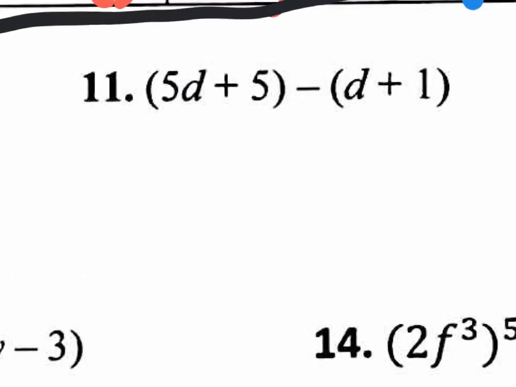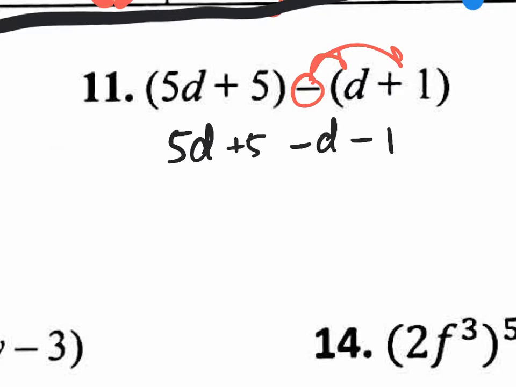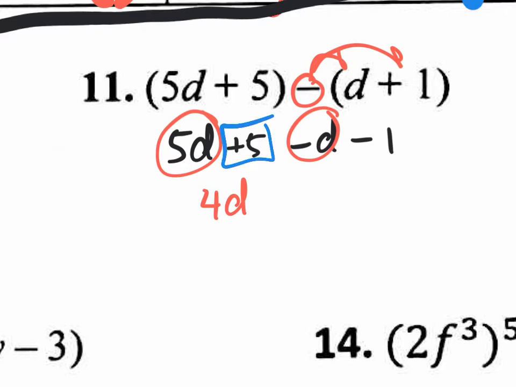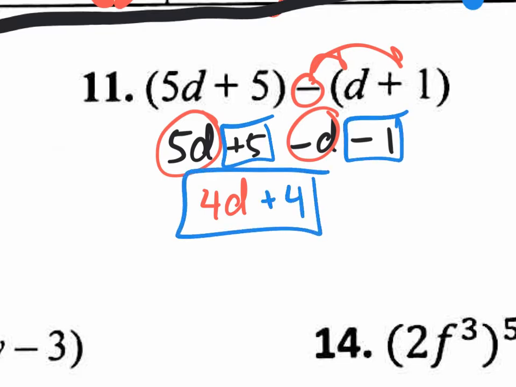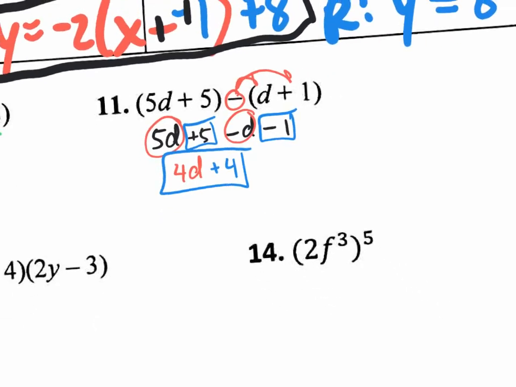Number 11, that one's just as easy, but there's a minus sign. So you can't just start combining. You have to distribute that minus sign to each of the terms. So you have 5d plus 5 minus d minus 1, and then you combine like terms. The 5d with the minus d, that's 4d. And then we combine the 5 with the minus 1, which gives us a positive 4. There's your answer, 4d plus 4.